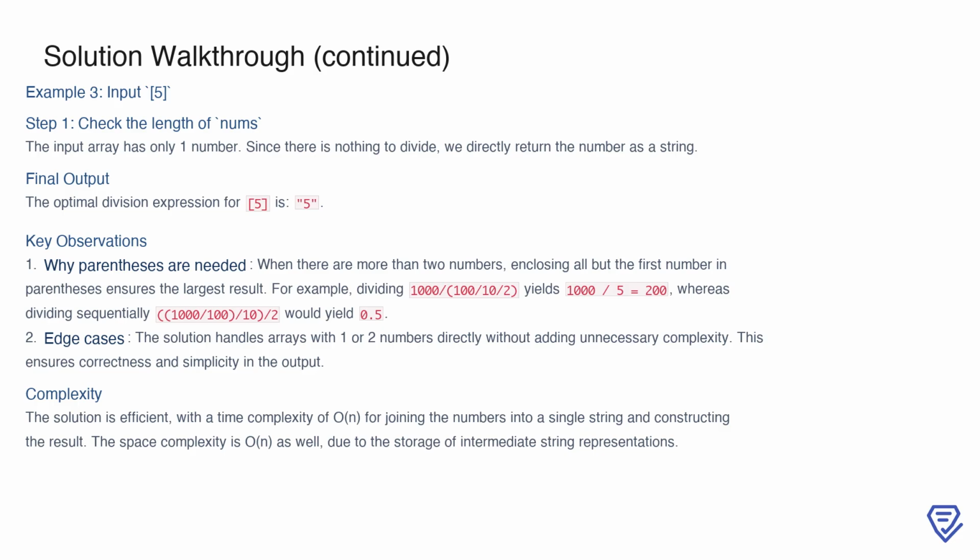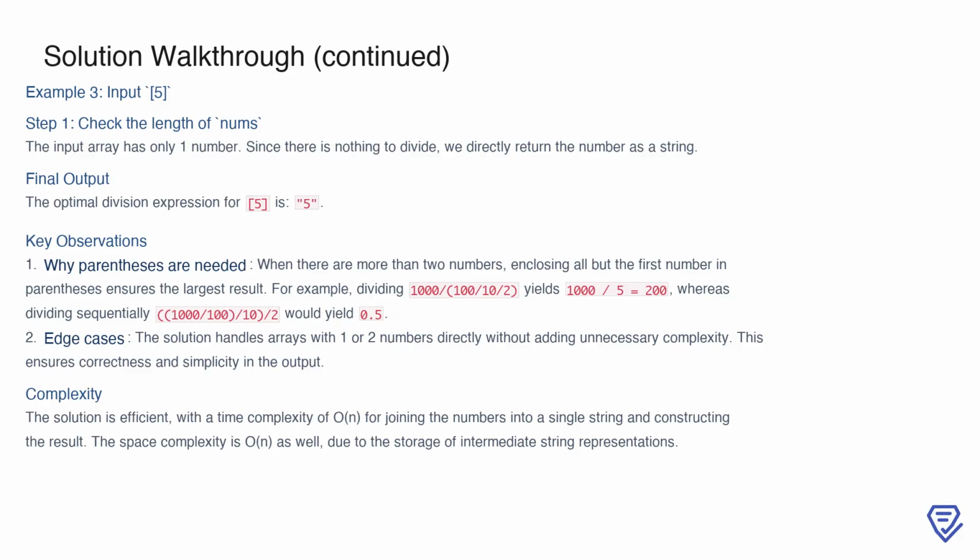For the input array 5, there is only one number. In this case, there's nothing to divide, so the result is the number itself as a string. The output is simply 5. It's important to note that parentheses are only necessary when there are more than 2 numbers, as they help maximize the result by grouping the denominator appropriately.